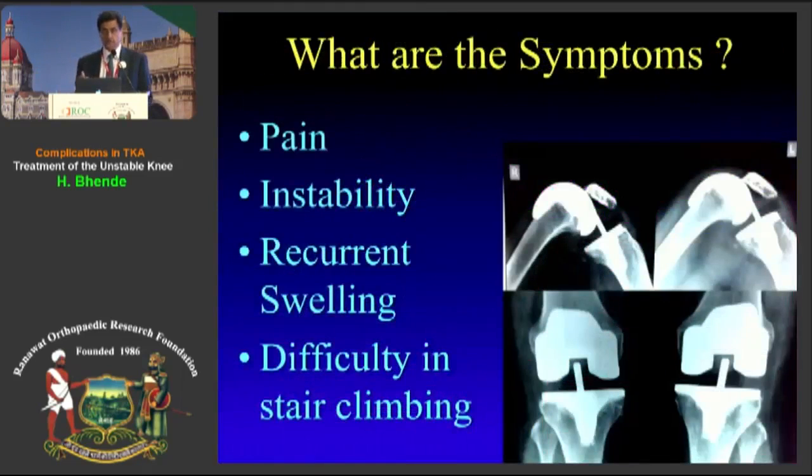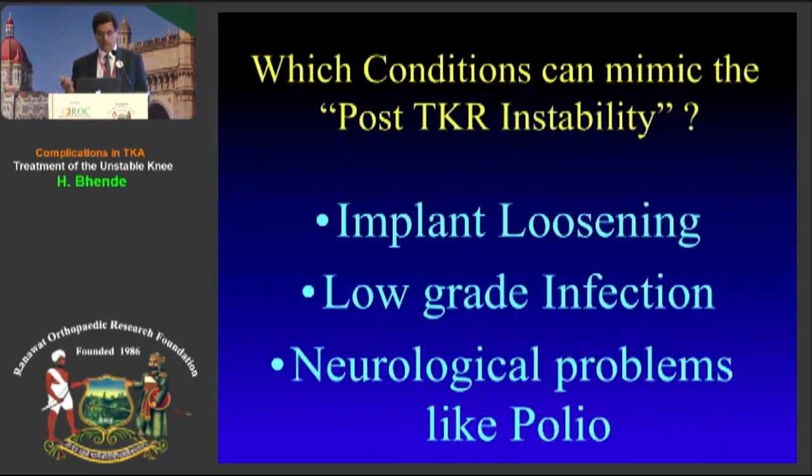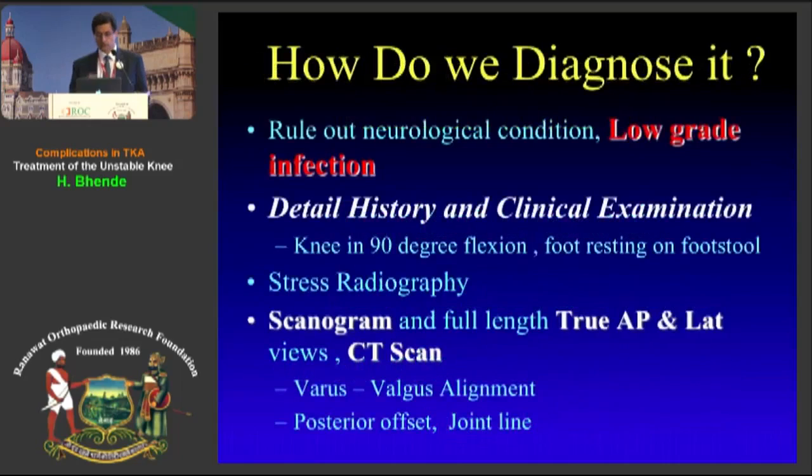So if you get an unstable knee, what are the symptoms? How do you diagnose that? Pain, instability, recurrent swelling in the knee joint, and difficulty in stair climbing. These are the common symptoms when patients complain of instability. But if you realize, these are the same symptoms which are seen in other conditions. If the patient has early implant loosening, low-grade infection, or a neurological problem, the knee can become painful chronically. It may develop chronic swelling again and again, and that may be labeled as an unstable knee. So when you try to treat this unstable knee, you must be careful about ruling out these options.